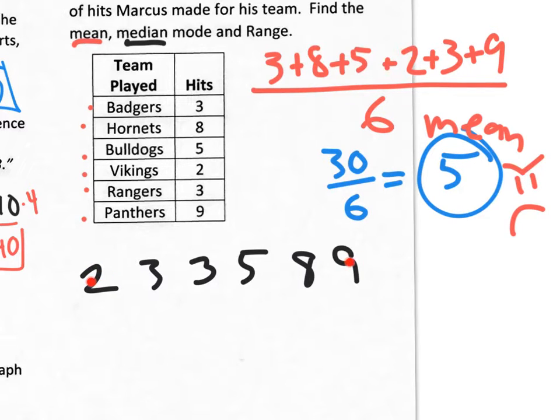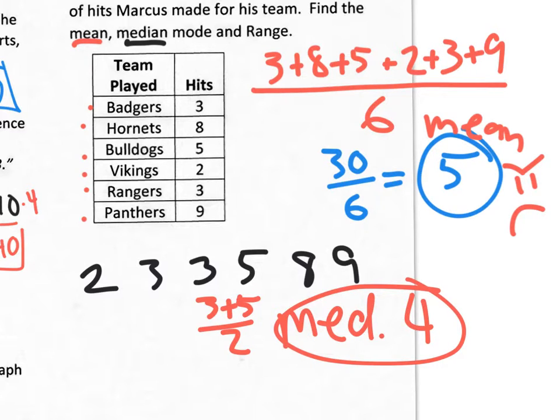Okay, so the median, you could just do it visually. Here's 2 and here's 9. Move it in 1, move it in 1. Move it in 1, move it in 1. And now we don't have a middle number. So you add them and divide by 2. So you're going to take 3 plus 5 divided by 2. That's going to be 8 divided by 2. So your median is 4.